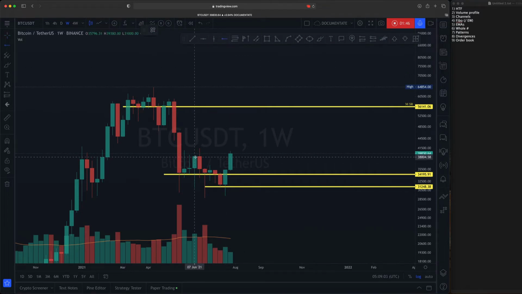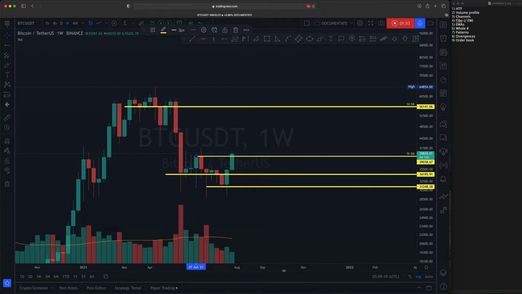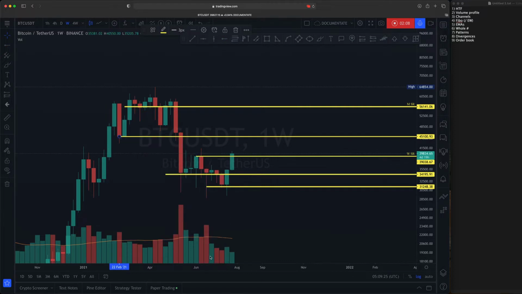All right, I have templates that make it easy for me to see what is what. Okay, so this is a weekly level. This is another weekly level. What else do we have? We have here one and here one. I'm putting this one and that's it.